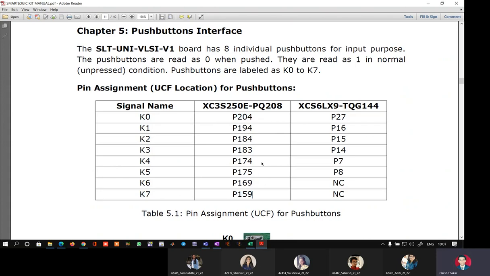So if I want to apply the reset to my USR, FIFO or our assignment, and if I decide that I am going to use the first push button for giving the reset input, then I have to map the RST signal to pin number 204.